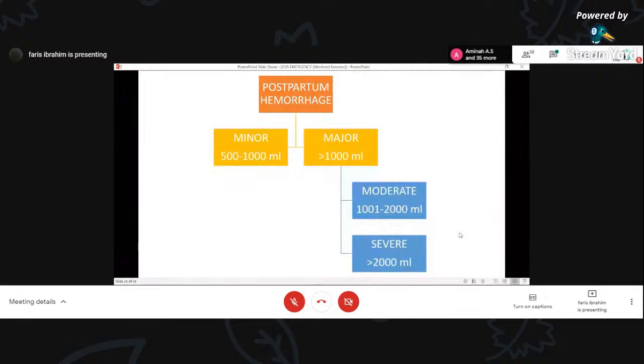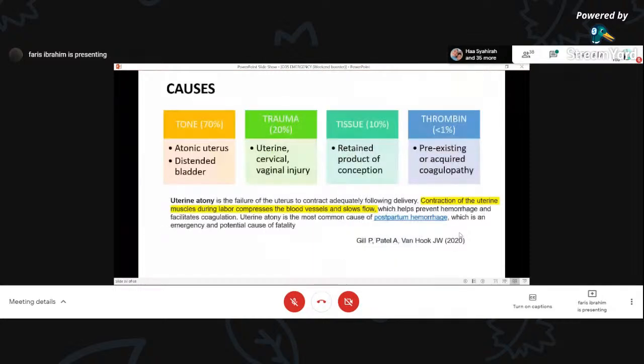For postpartum hemorrhage, the current guideline divides it into minor and major. Minor is 500 to 1000 ml, major is more than 1000. Major is further divided into moderate and severe. 1000 to 2000 is moderate postpartum hemorrhage, severe is more than 2000. Now the causes can be divided into the 4 Ts. So when the doctor asks the causes of PPH: tone, trauma, tissue and thrombin.